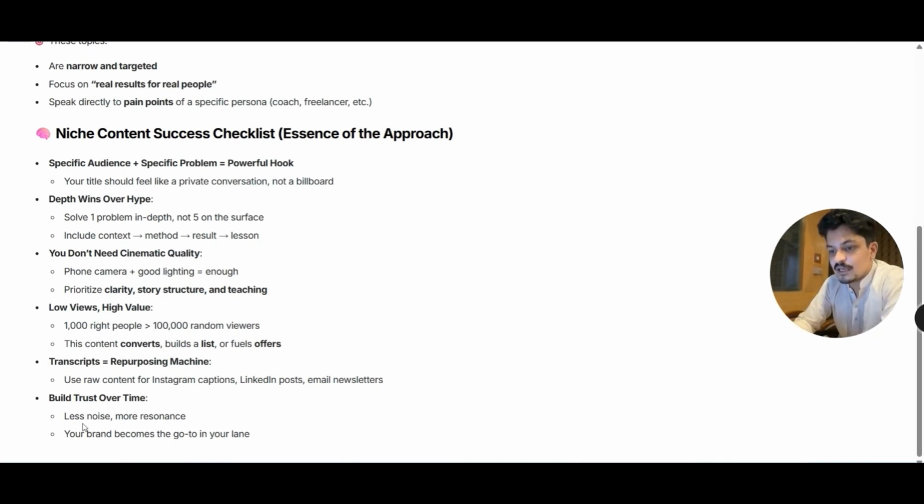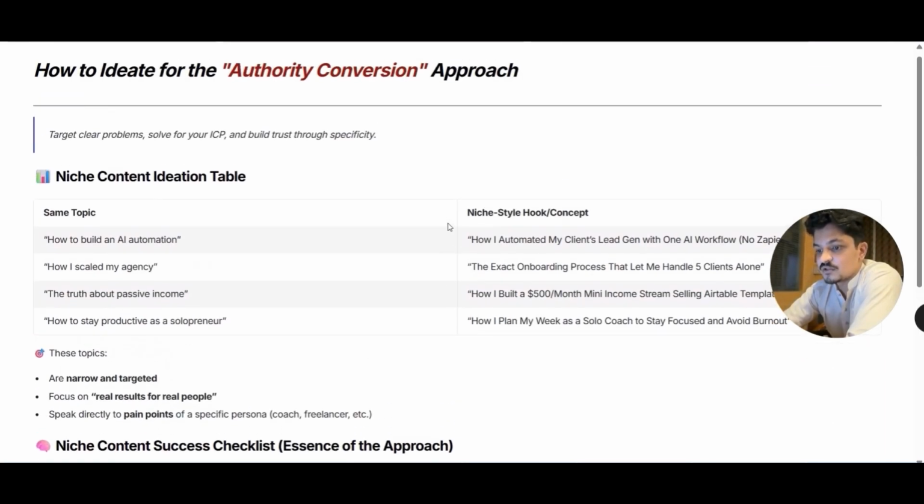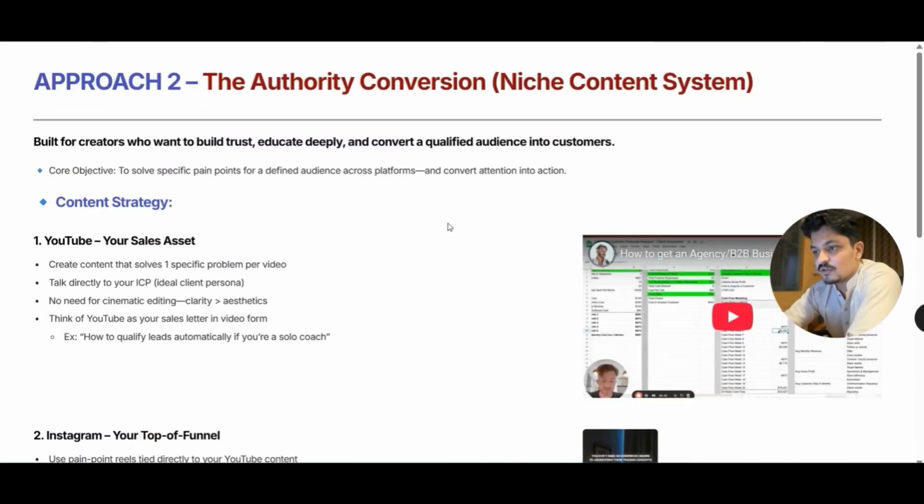So yeah, again, the last one is build trust over time. Less noise, more resonance. Your brand becomes the go-to in your lane. Yeah, this is the main checklist, right? This is the essence of this approach, right? These are the things that you will get while following this type of content, right? So yeah, this is all we have for this video.